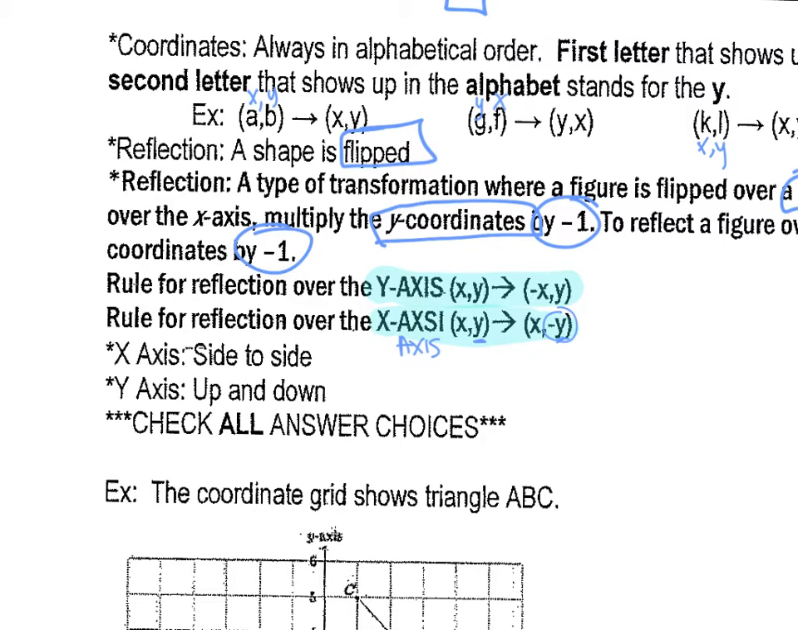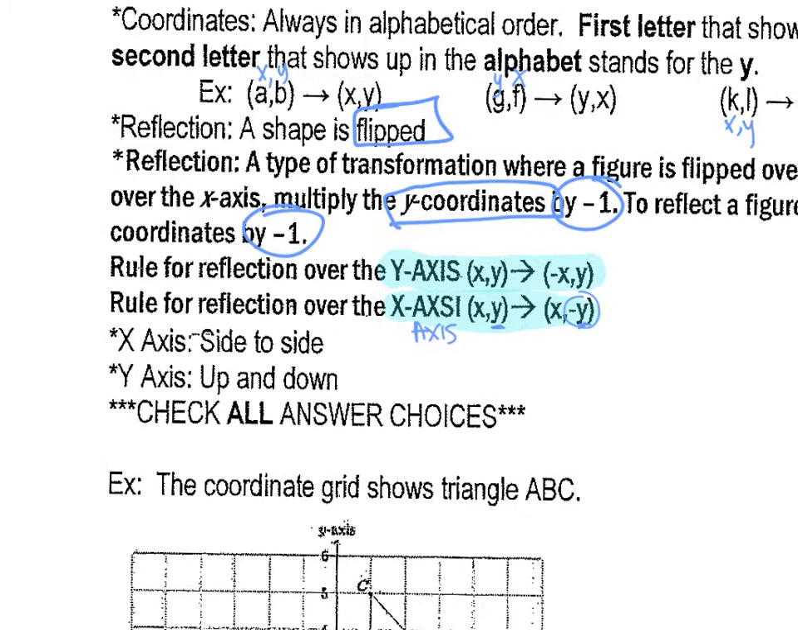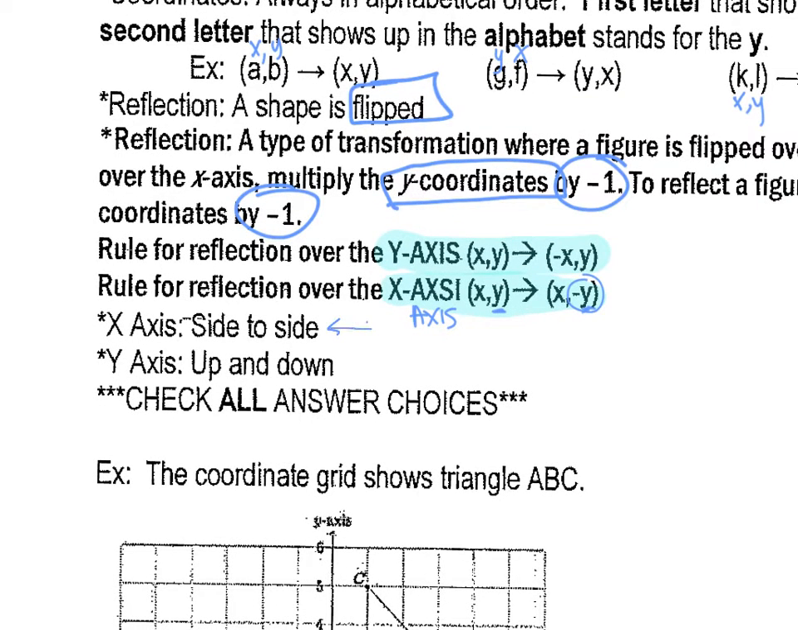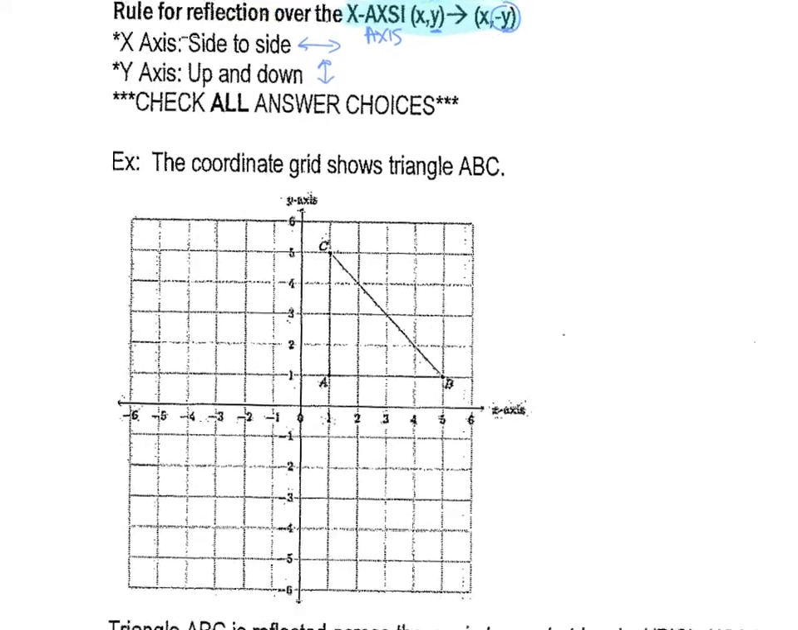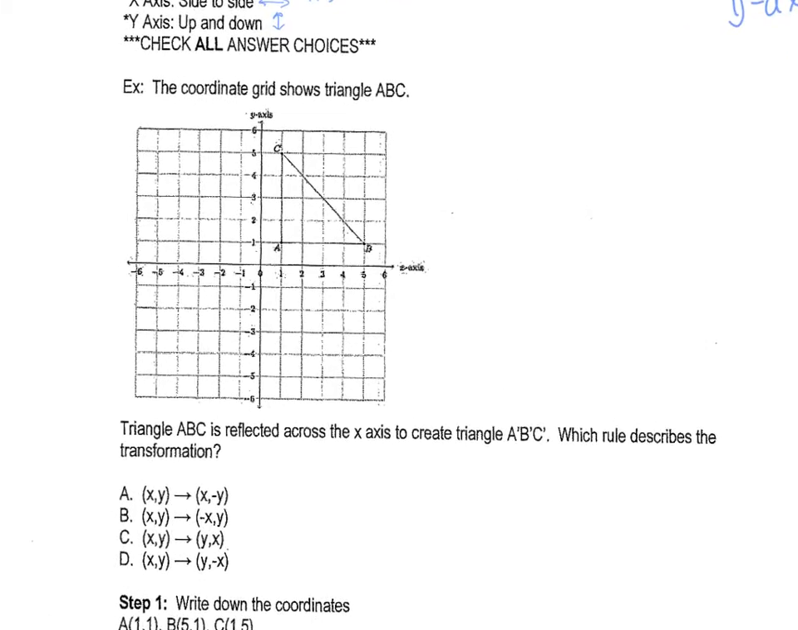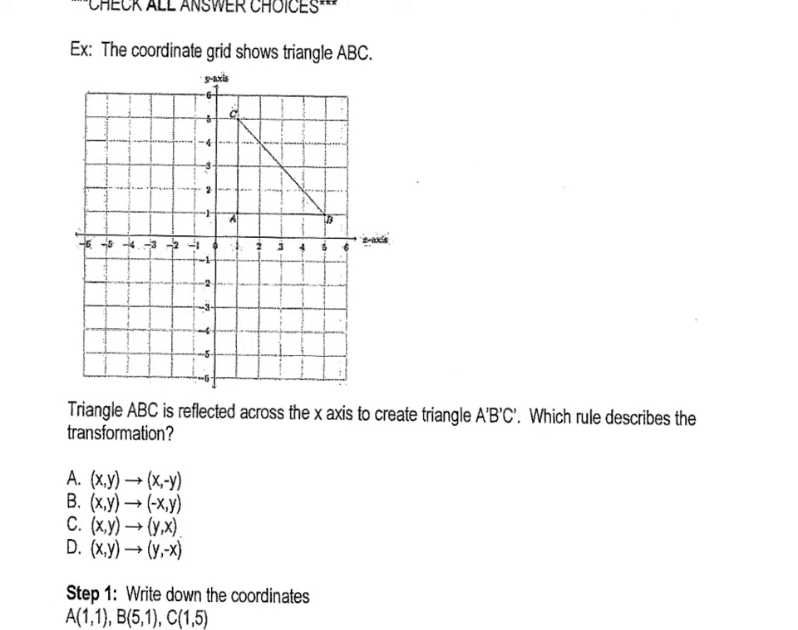But some people visually need to see the graph. And remember your x-axis is side to side, horizontal, right or left. The y-axis is your vertical, up and down. And you want to check all of your answer choices. So number 1, that coordinate grid shows triangle ABC. Triangle ABC is reflected across the x-axis. That means your line of reflection is here. That's like your mirror. Think about it as being your mirror. To create triangle A prime, B prime, C prime, which rule describes the transformation?